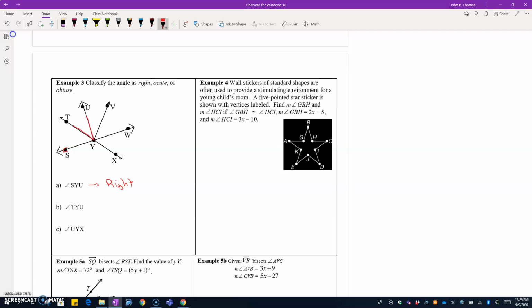So T to Y to U. All right, and that angle, it looks very clear that that's less than 90 degrees. All right, and an angle that's less than 90 we consider acute. All right, so that's an acute angle.